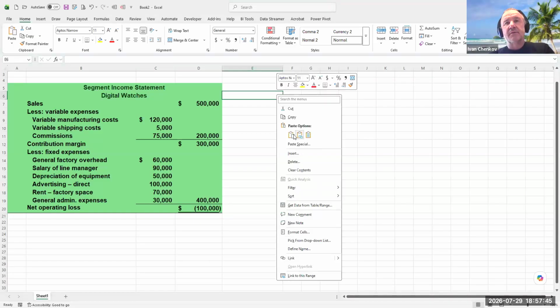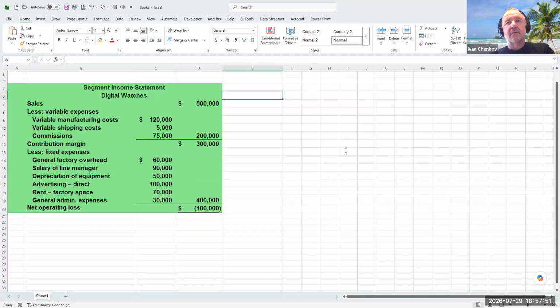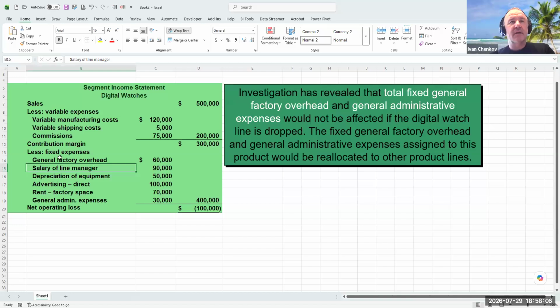I'm going to bring that information here. Hold on. Now let's see, we have an investigation that reviews that the total fixed general factory overhead and the general administrative expenses, those two, will not be affected if the digital line is dropped. That means the fixed general factory overhead and general administrative expenses assigned to this product will be reallocated to the other products.